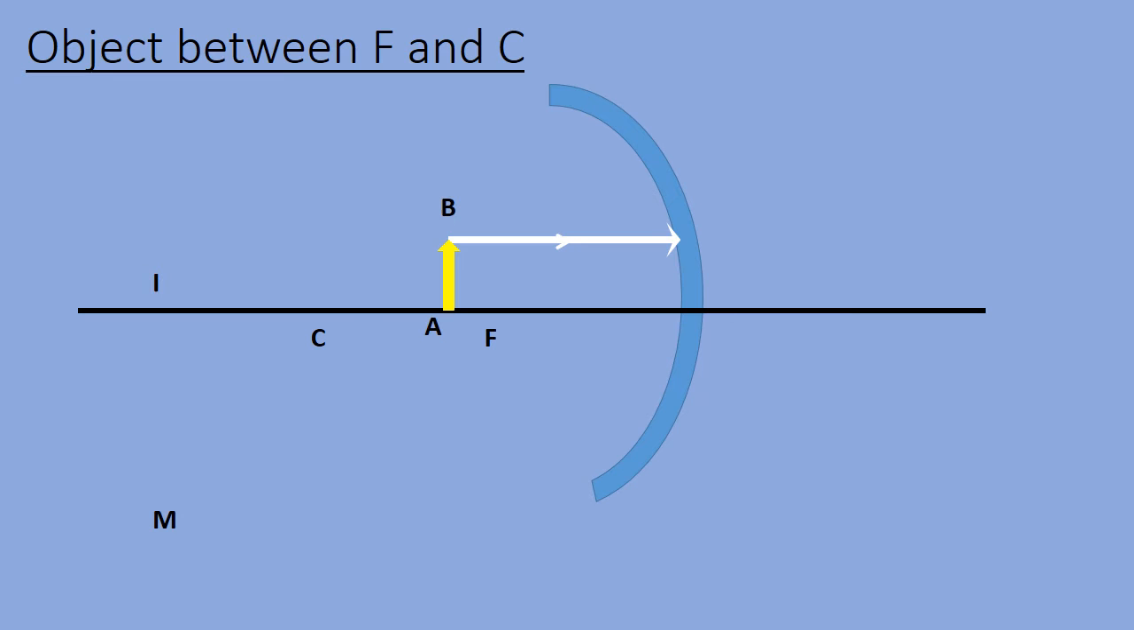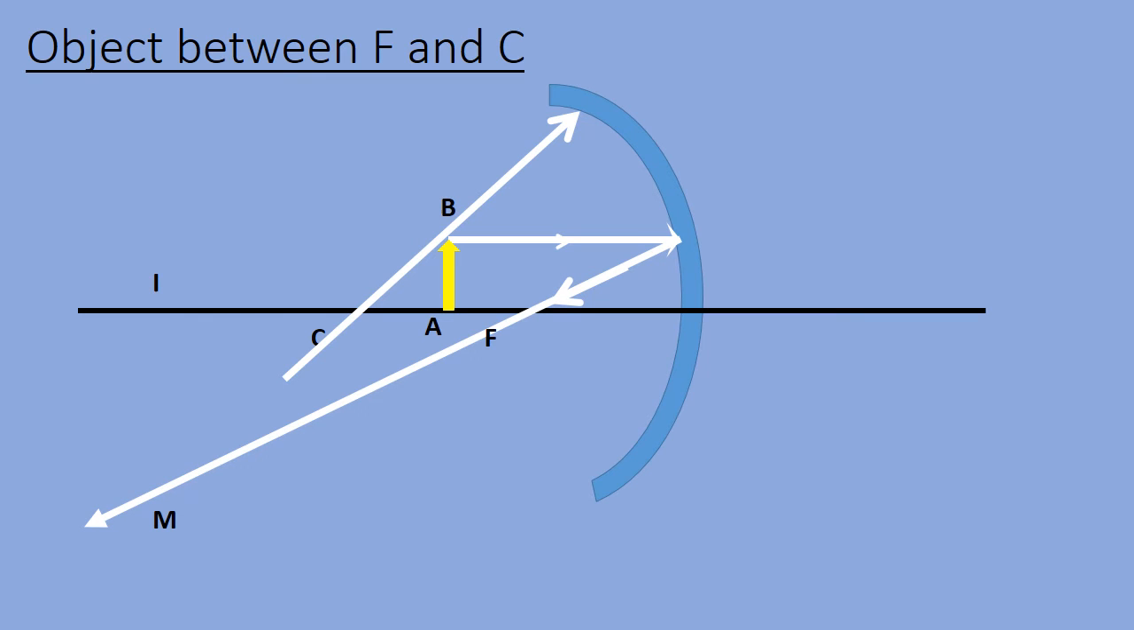Both these reflected light rays meet at point M and we get the image IM at point I, which is beyond the center of curvature. So in this case, the image would be formed beyond C, it would be enlarged and it would be real and inverted.